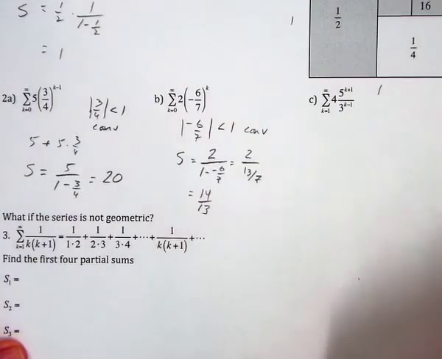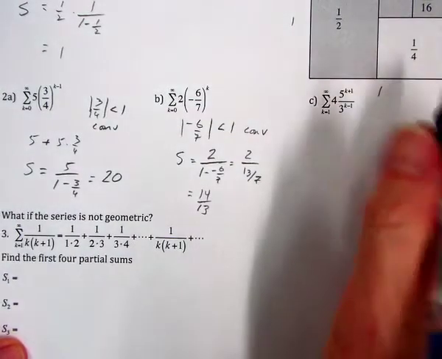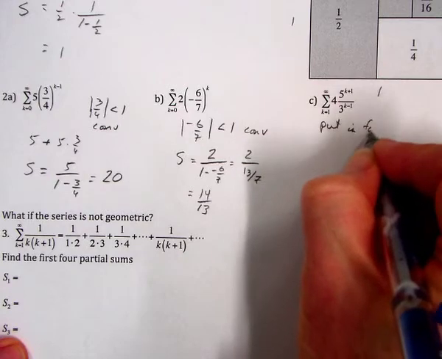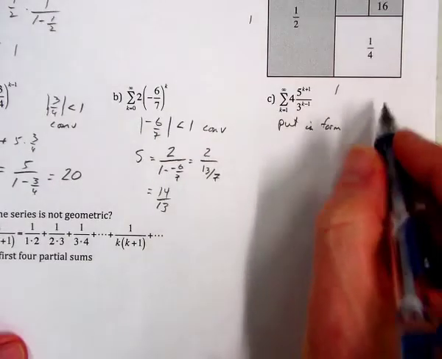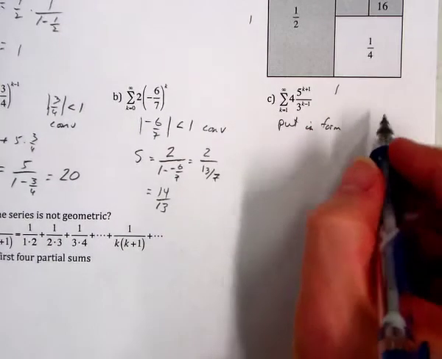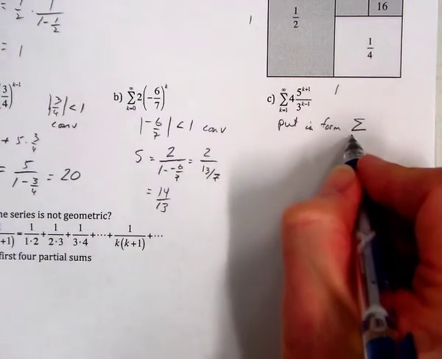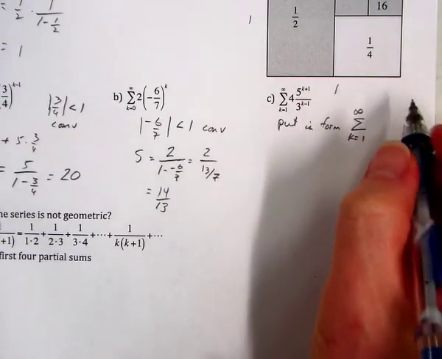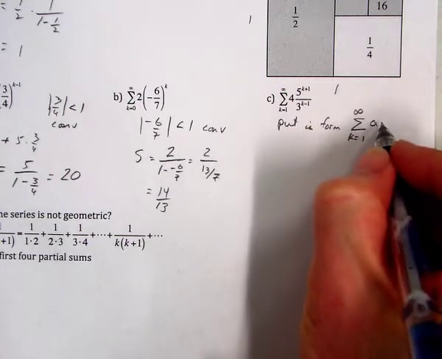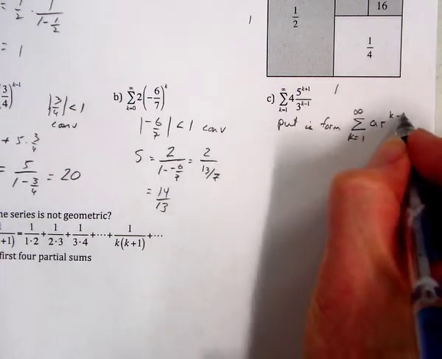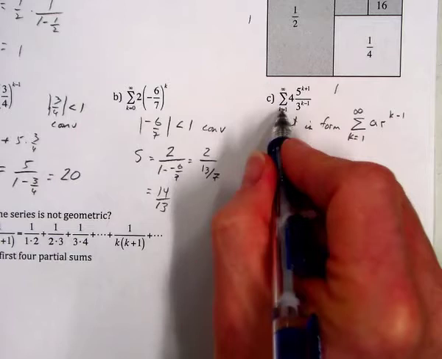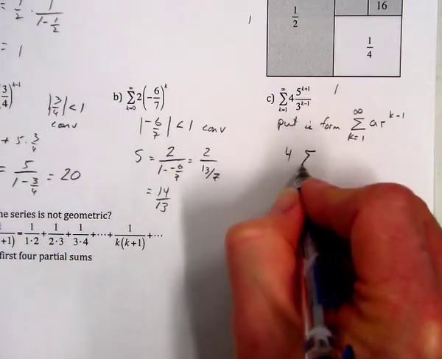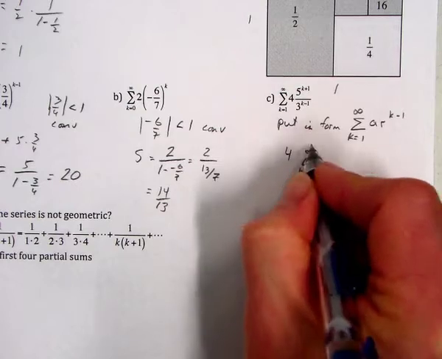And the last one, it's not in the correct form. So what we want to do is put it in the form, and it really doesn't matter which one, but the standard one that you would have done last year would have been k equals 1. So we have k equals 1 to infinity of a times r to the k minus 1. And we have that k equals 1 here. So let's pull the 4 out, and we just need to manipulate this a little bit.